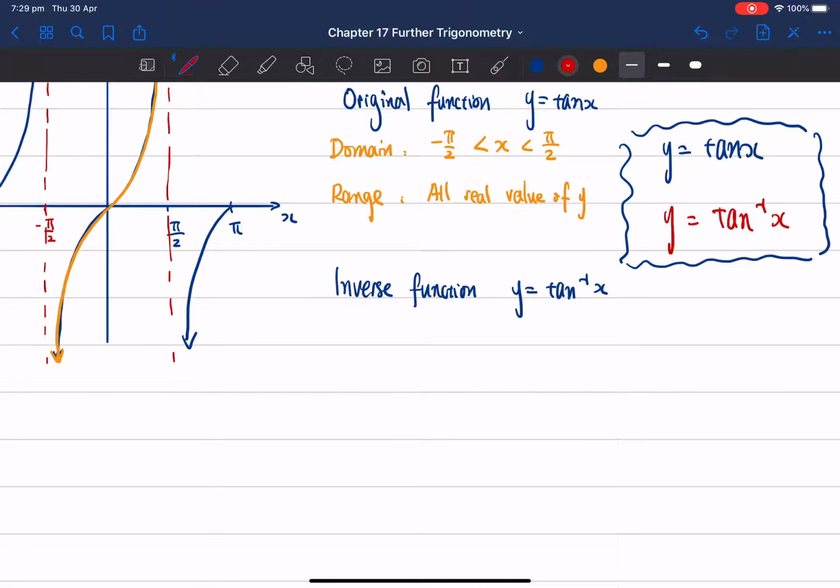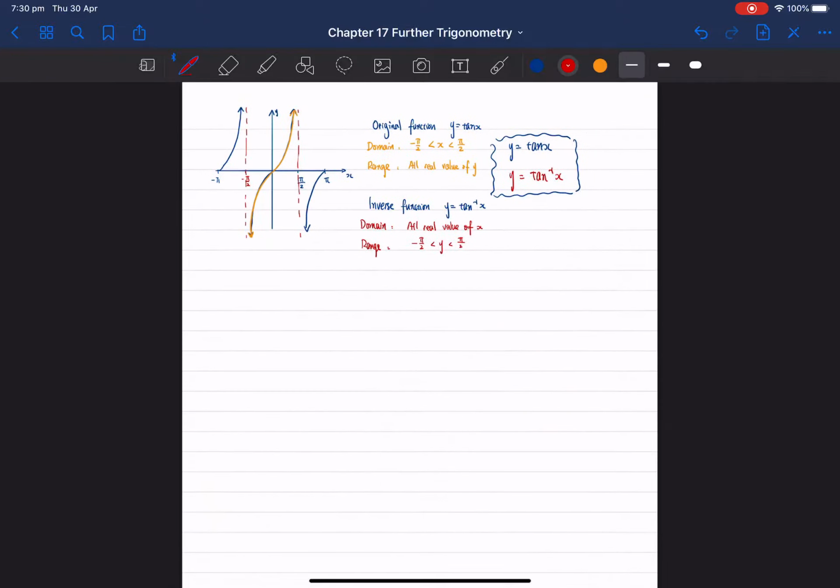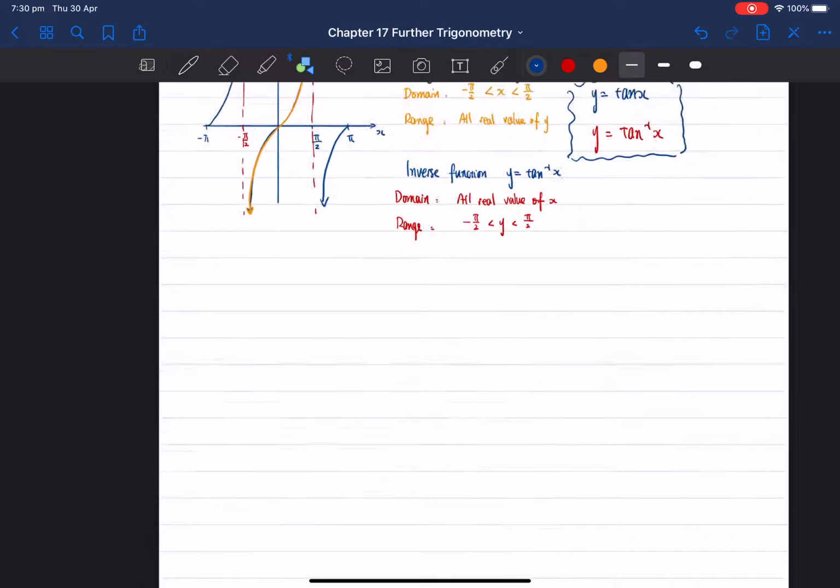The domain of this function will be the range of the previous original function, and in that case will be all real values of x. And then the range is between negative pi on 2 to pi on 2. Very interesting to see. Again, there's no equal sign, so remember there's no equal sign here. All right, let's sketch the inverse.